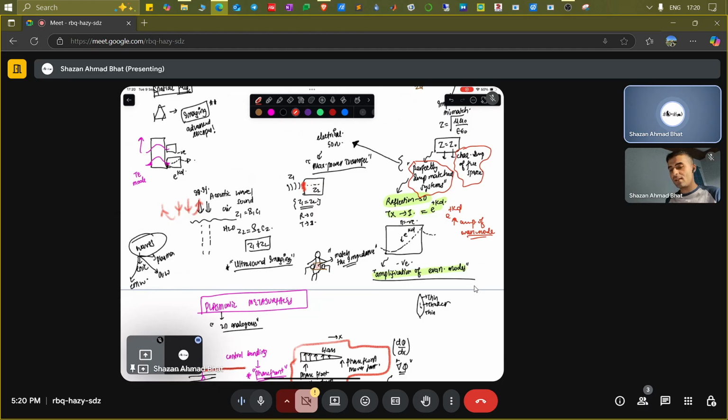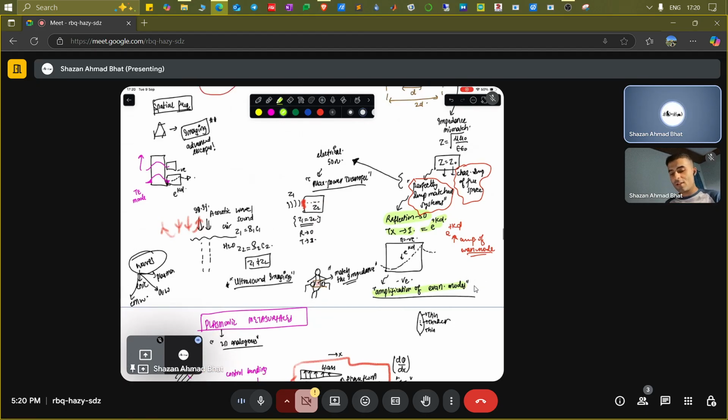Okay, that means if you place some kind of negative index material in close vicinity to a material where the wave is leaking, that can couple into this metamaterial, and it can get amplified inside the system. That is basically the phenomenon of the perfect lens. So that is what I talked about.